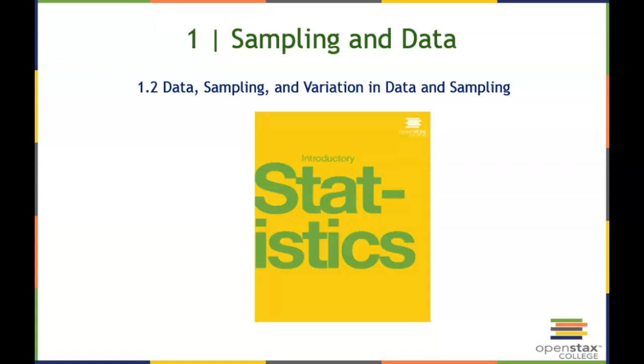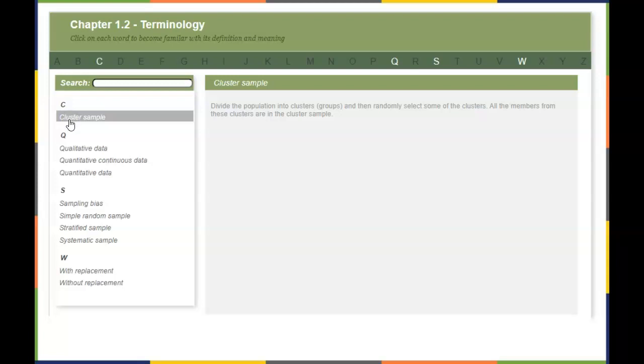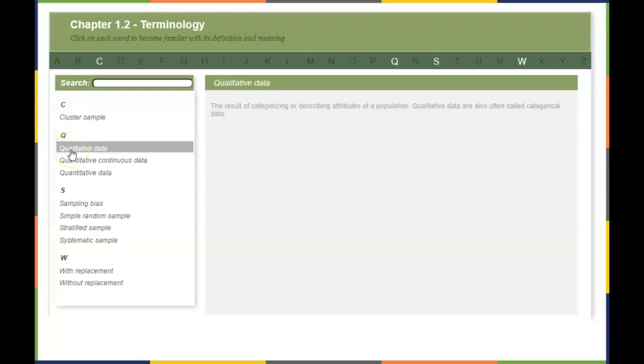We're going to focus on Section 1.2, Data, Sampling, and Variation in Data and Sampling. First things first, go through the terminology for this section. Click on each of the words to become familiar with its definition and meaning.